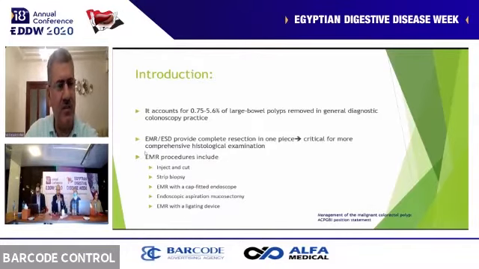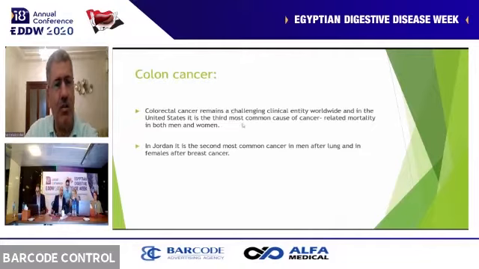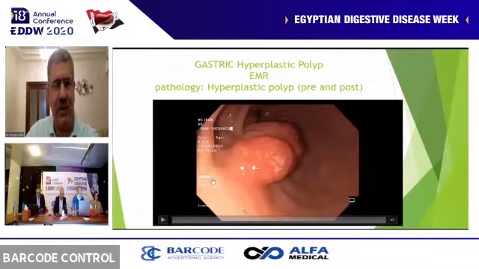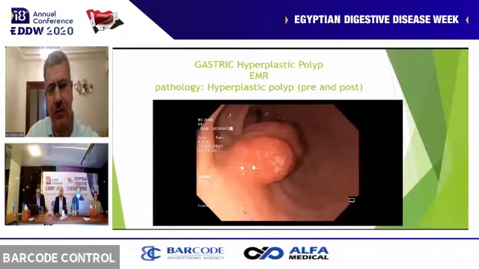Now, there are different protocols and procedures for EMR. Inject and cut seems to be the easiest and probably the most widely available, and requires very little setup in addition to the regular setup of a good endoscopy unit. Colorectal cancer remains a challenging cancer in the world. In Jordan, it's the second most common cancer in men after lung, and sometimes it competes with lung and becomes the first, especially in men. Now, this is the first video, and what I'm going to show is EMR of 3 different grades of difficulty in our patients.